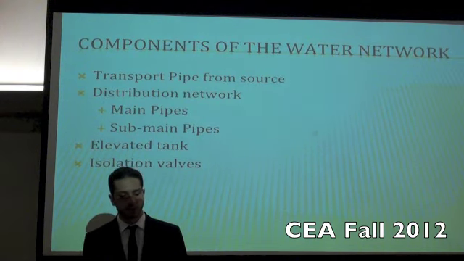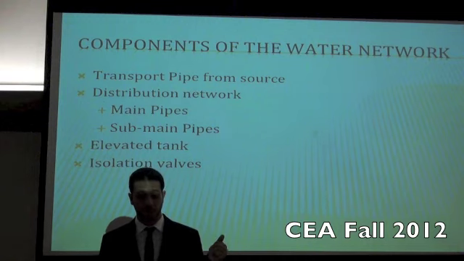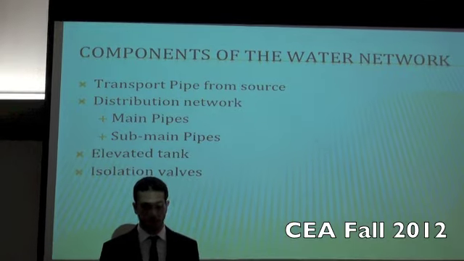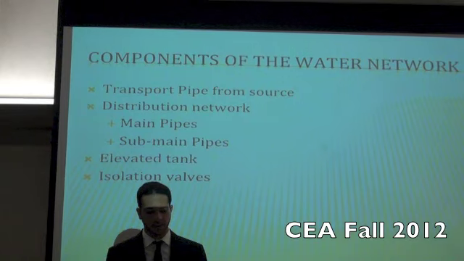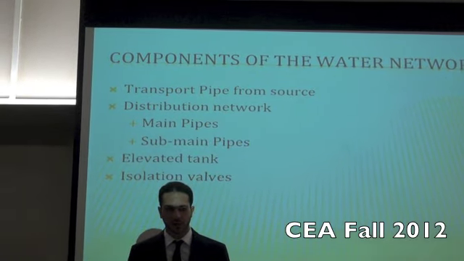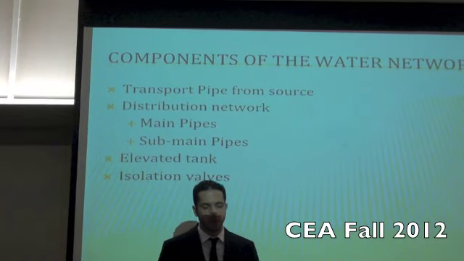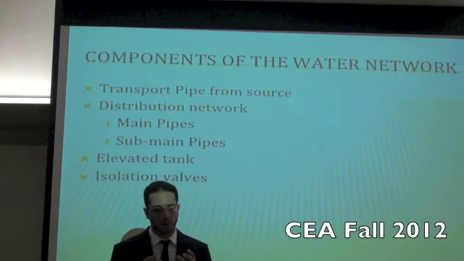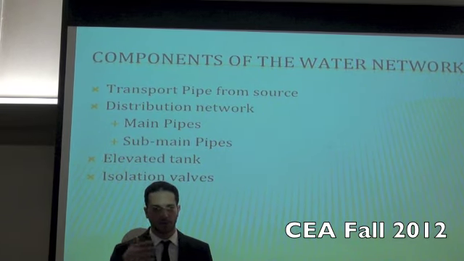The components of the water network. The water network is composed of a transport pipeline from the source to the network itself, the main pipes in the network, the sub-main pipes or secondary pipes, the elevated tank, and the isolation valves. The elevated tank and the isolation valves were not taken into consideration from the beginning. We will still determine whether we need them or not. This will be clearer as we go through the alternatives in the design.